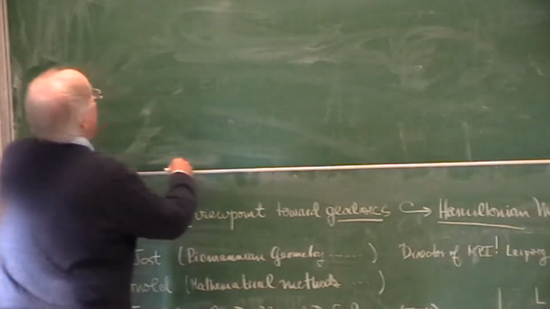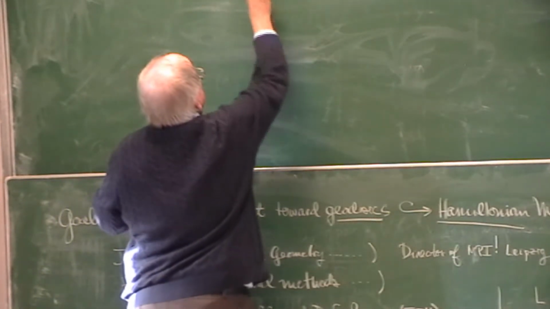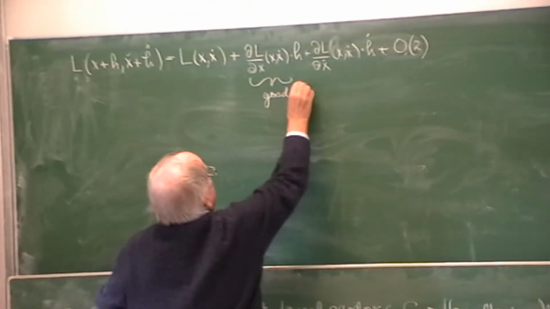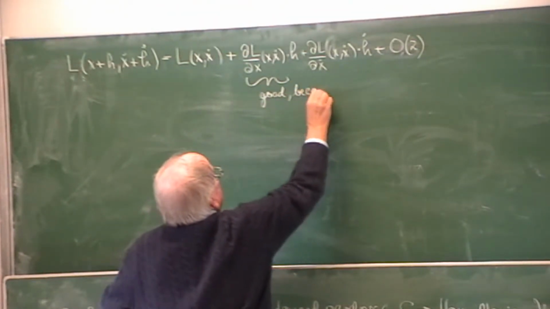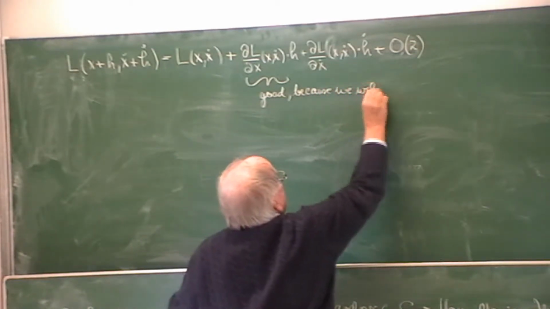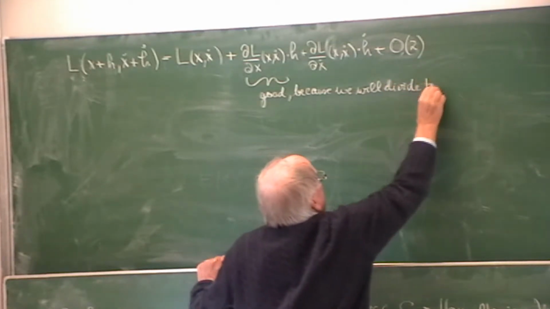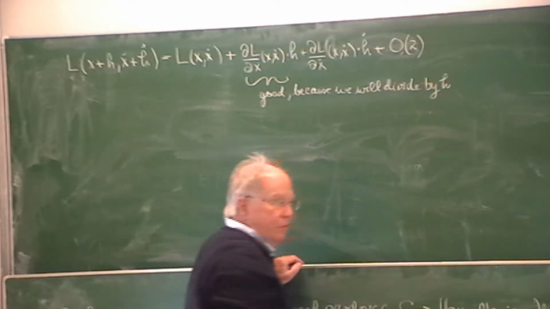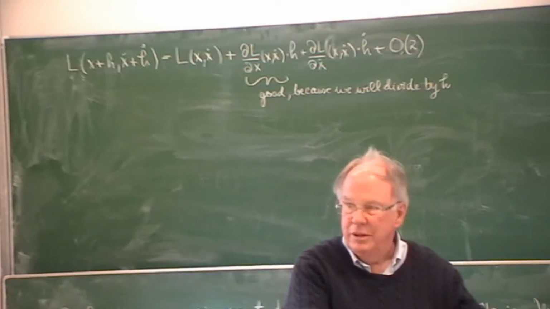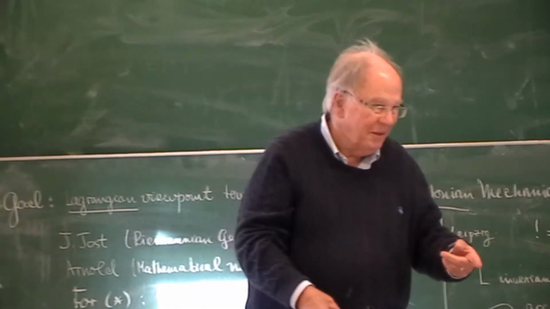And now, this term is very good. This is a good term because we will divide by h. Remember, I told you what we're doing. We make a deformation with h, subtract off the function, divide by h, take the derivative. What does that even mean?